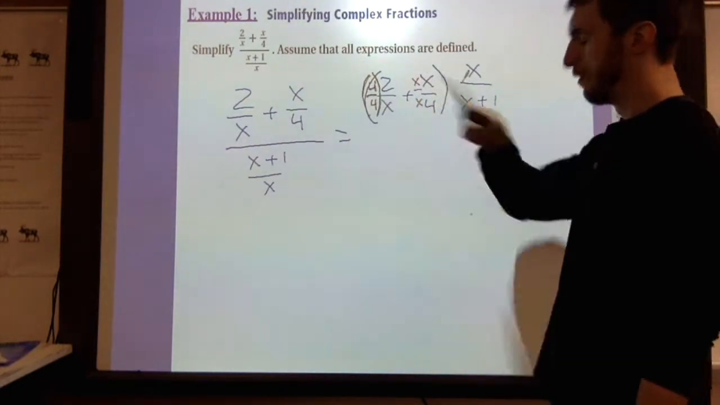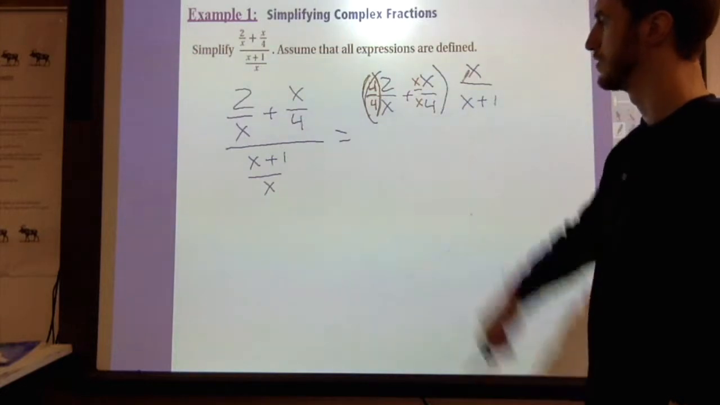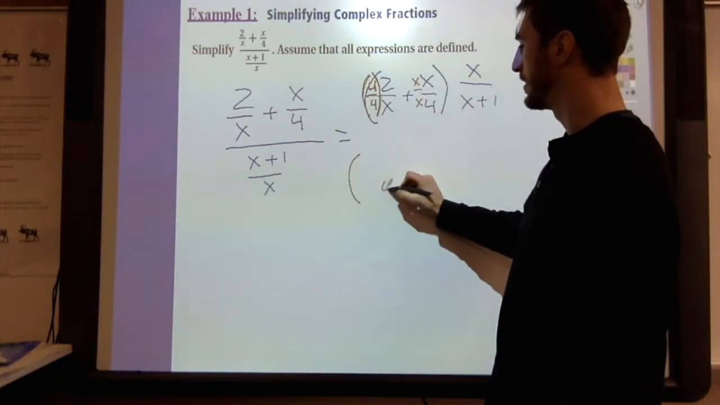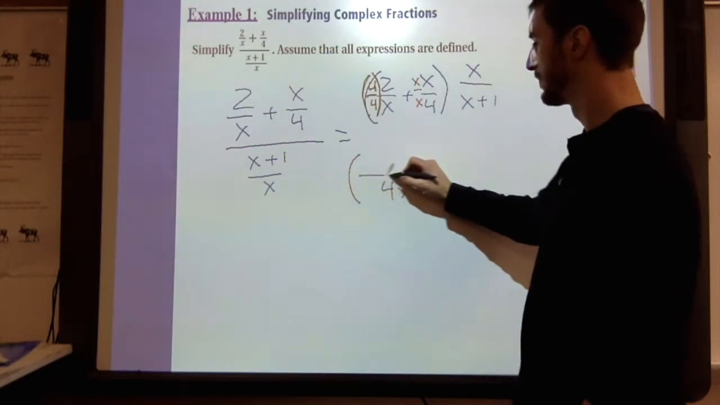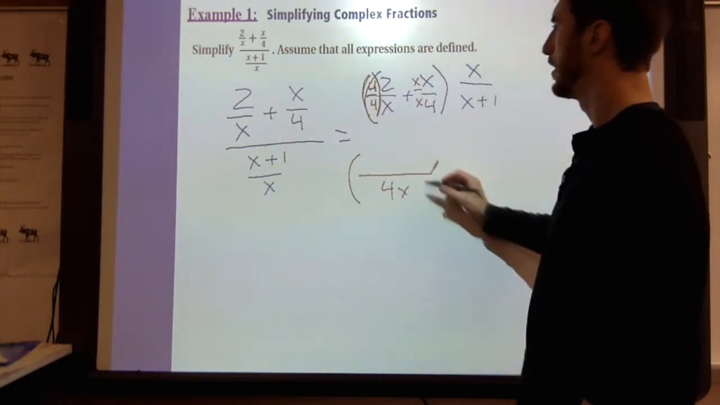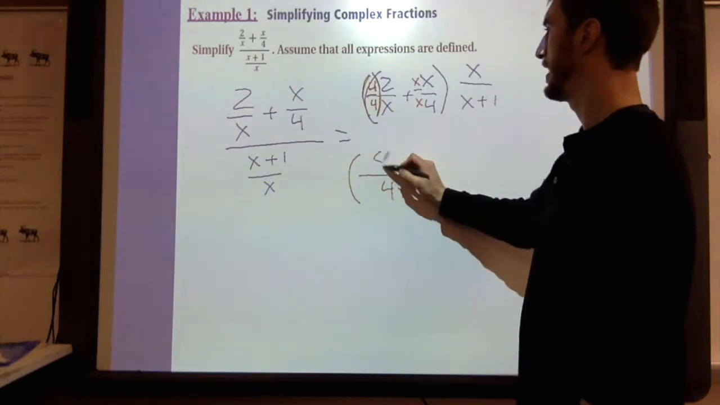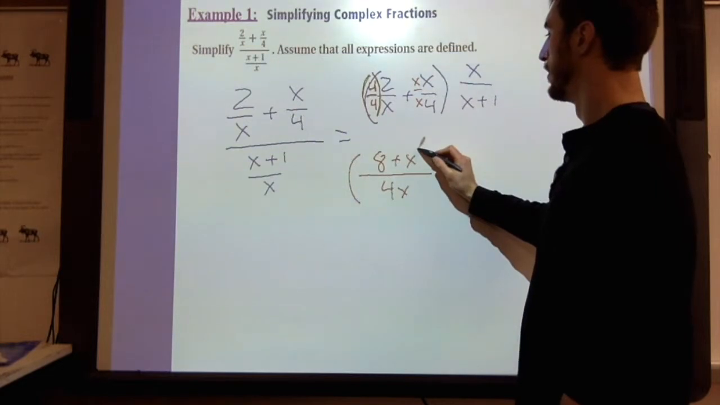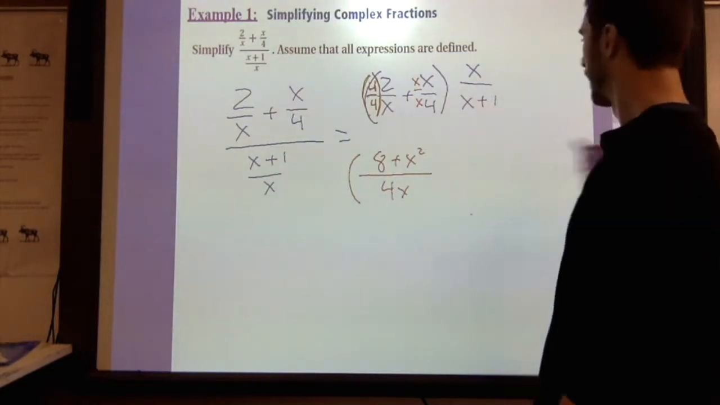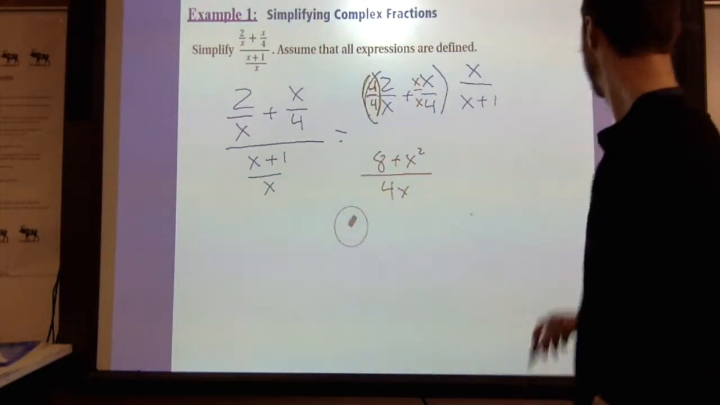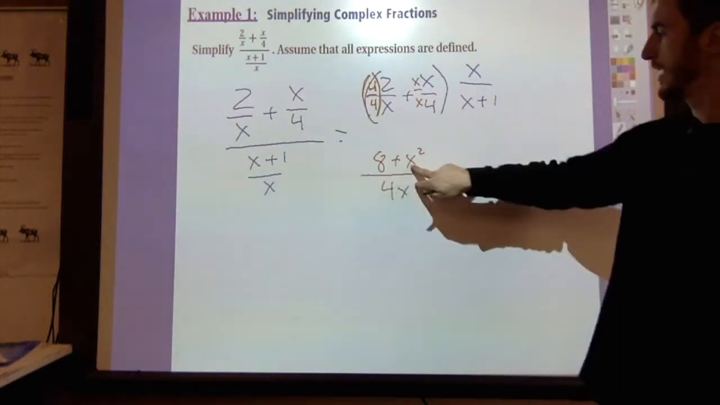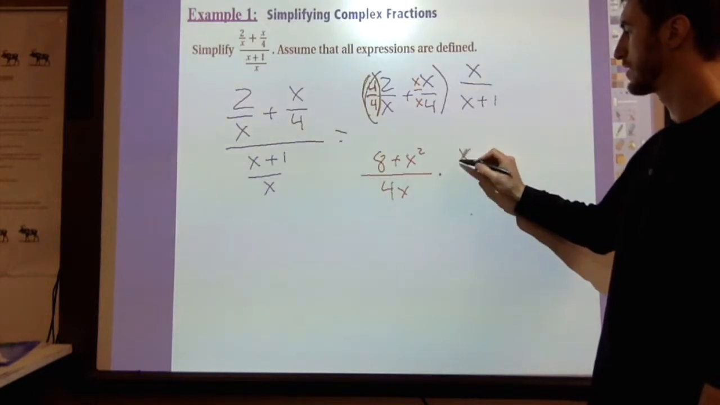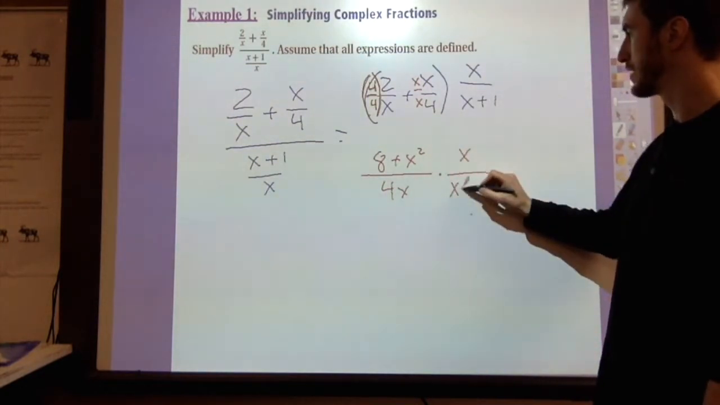So now I can add these two. So I will do that down here, and I know that my denominator now is 4x. Okay. And then I've got 4 times 2, which is 8. X times x is x squared, so 8 plus x squared on top. I'm going to get rid of this parentheses. And then all of that is being multiplied by this one. So it's going to be times x over x plus 1.